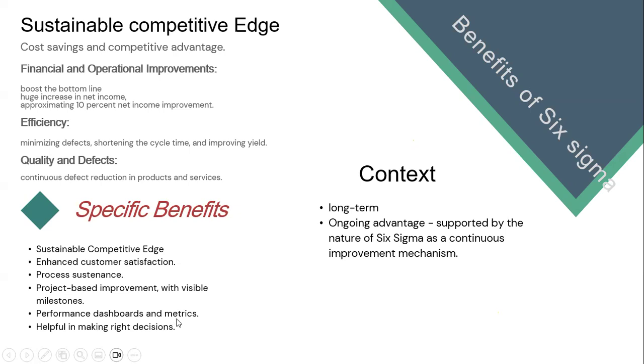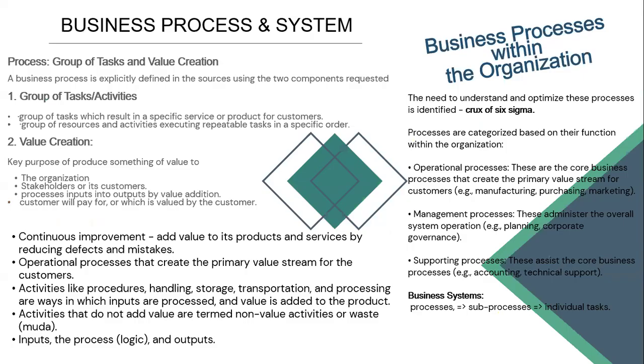These are all the specific benefits, and the context of it is long term, it is not a short-term plan. You can continuously improve and it will go on and on and on, right? An ongoing advantage supported by your Six Sigma continuous improvement mechanism is very, very important here, right? I'm not going to stop this project after 2 months or 3 months. It is continuous evaluation, continuous improvement, right?